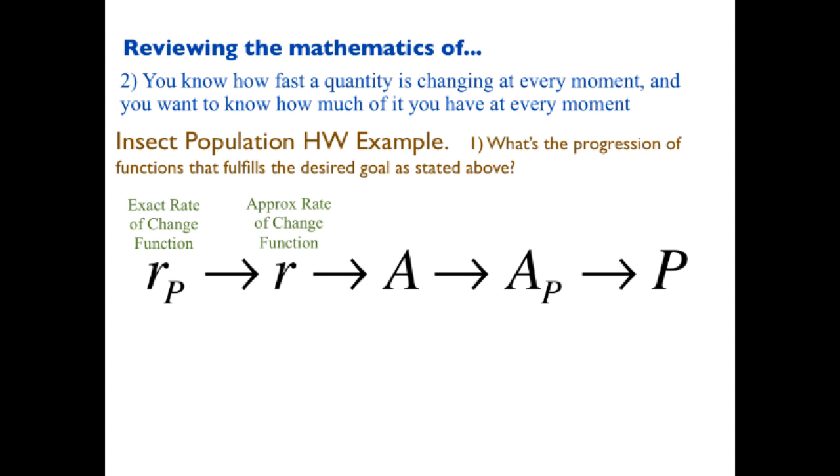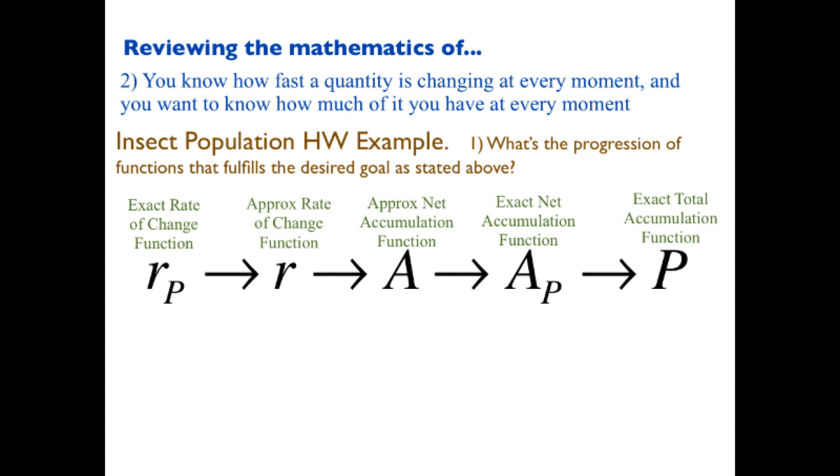What is A? Approximate net accumulation. 1 point. You've got to have all those words. And then exact net accumulation. And then exact total accumulation. So we are up to 10 points so far. 1 point each. No partial credit. And these have to be perfect. If there's any detail missing on any of those, -1.